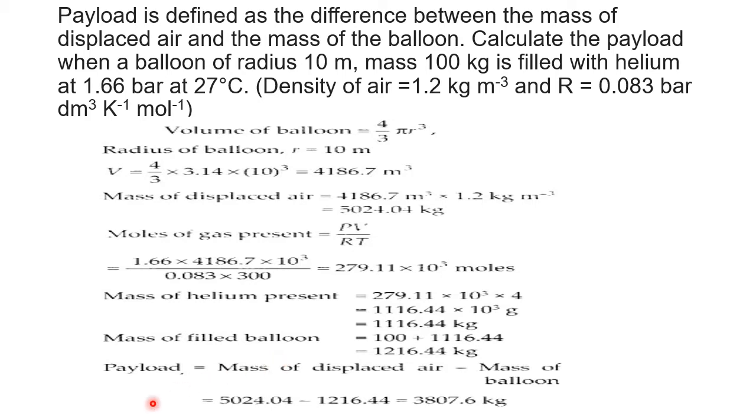Now we'll come to the payload. What is payload? Payload equal to mass of displaced air minus mass of the balloon. Mass of displaced air already from the first part. The second part is mass of balloon, just now we have calculated. So if you minus it, what is the answer? So payload equal to 3807.6 kilogram. Okay, right, very good.